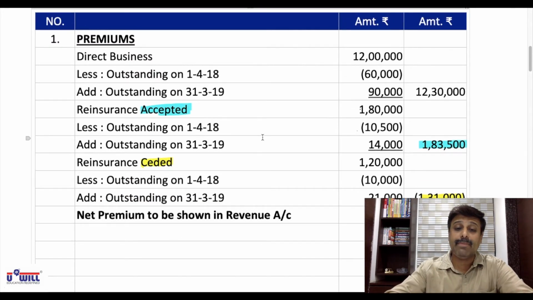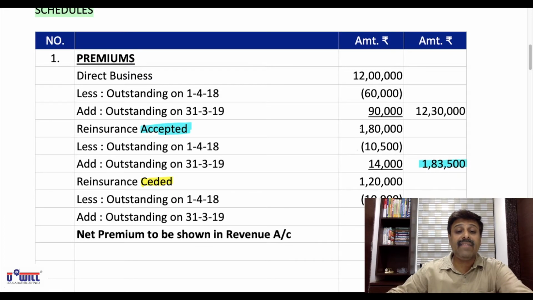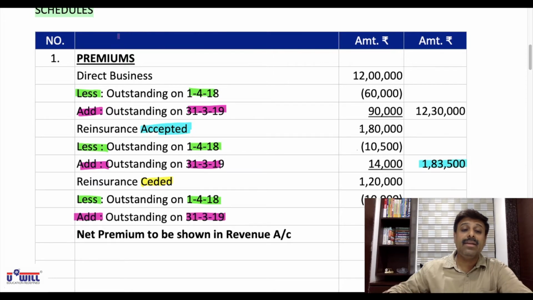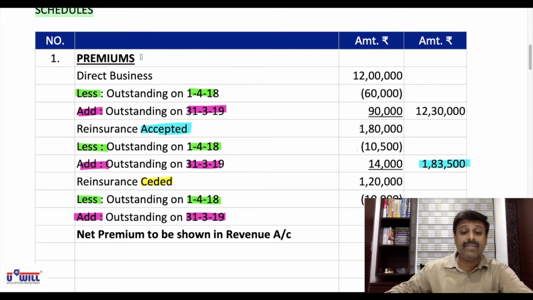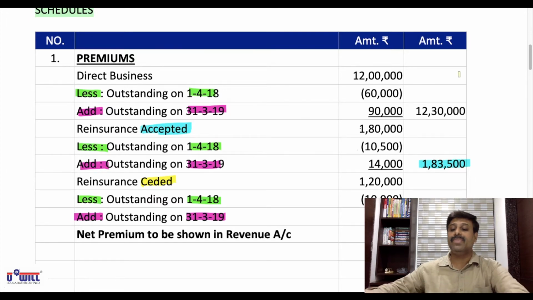So once again I repeat it, everyone understand it. Wherever there is opening outstanding, we have to minus. Wherever there is closing outstanding, we have to plus. Further, as we discussed, whatever is reinsurance accepted's final amount will get added. Whatever is reinsurance premium ceded's final amount will get subtracted.